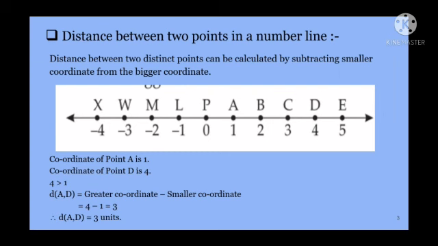Distance between two points on a number line. Look at the number line. Distance between two distinct points can be calculated by subtracting the smaller coordinate from the bigger coordinate.